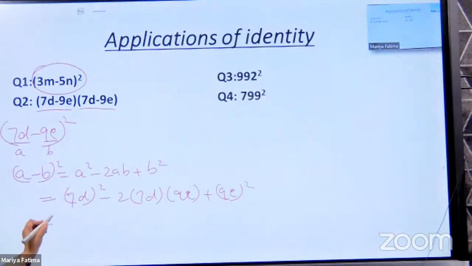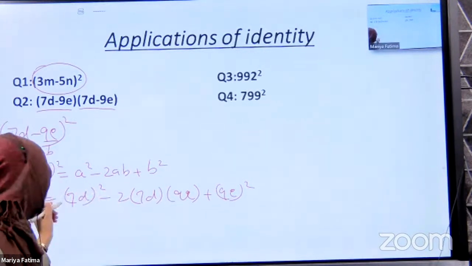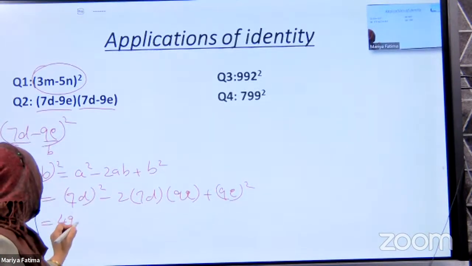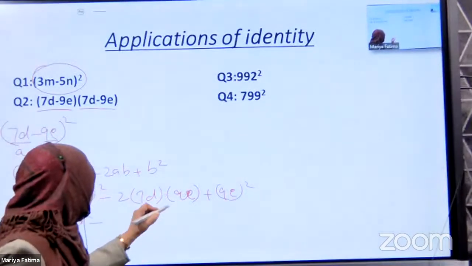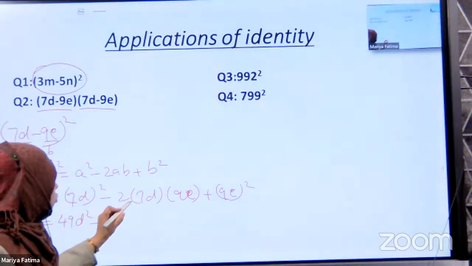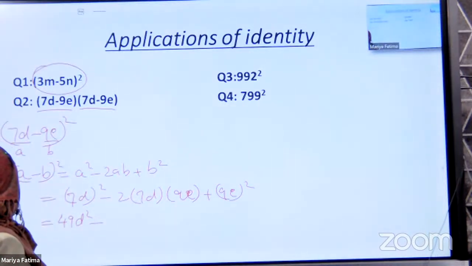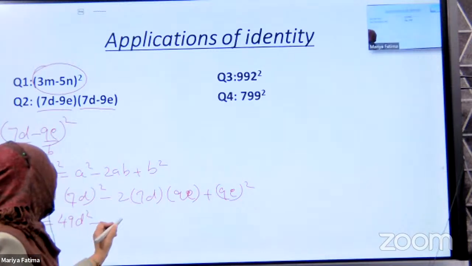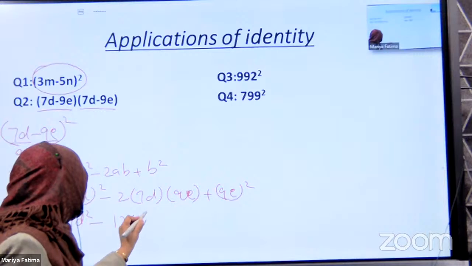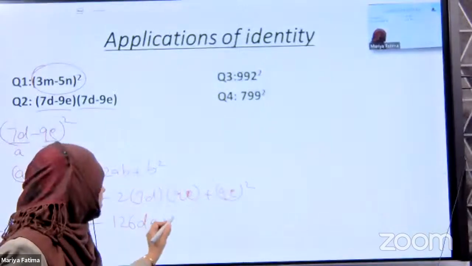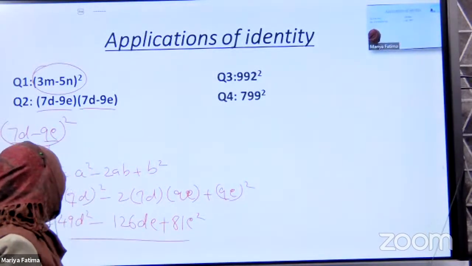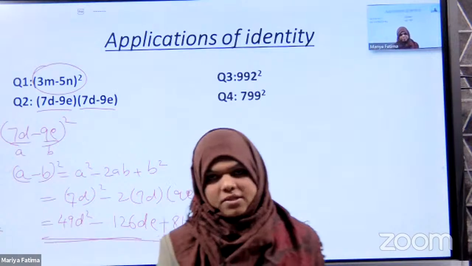Okay. Now 7d whole square means it is 7 square as well as d square. 7 sevens are 49 d square minus, how to multiply the monomials? We have to multiply the coefficients first. So 7 2s are 14, 14 9s are 126. So 126 DE plus 9 square and E square. 9 9s are 81 E square. So you got the answer within 2 steps.